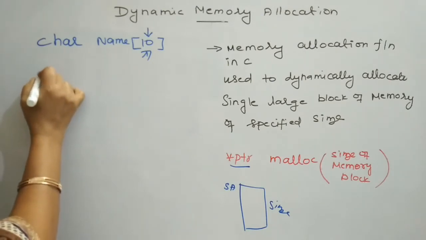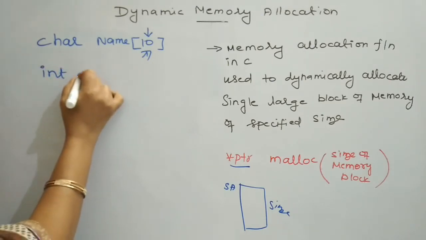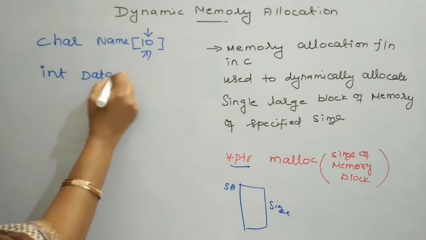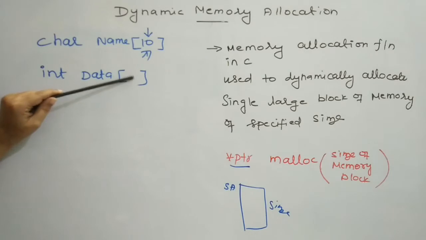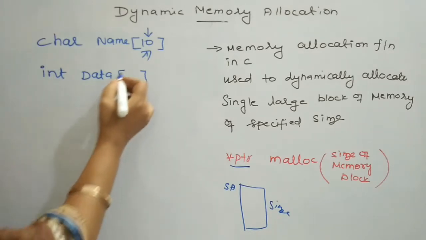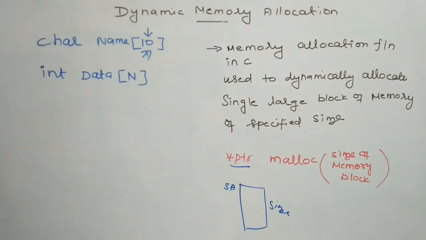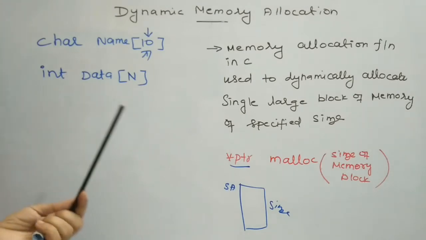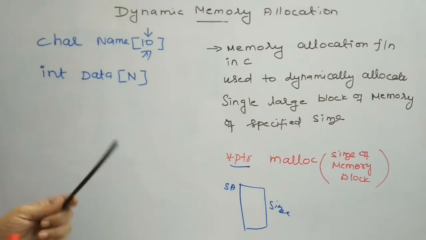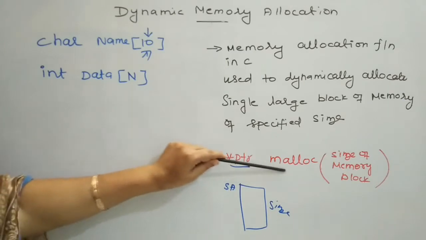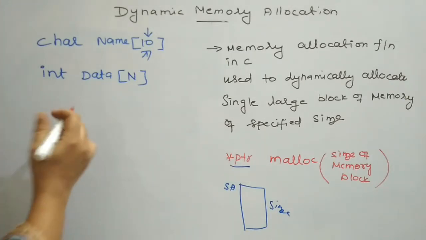For example, if I am declaring an integer array called data, whose size I may not know. I may know the size only during execution time. For example, n is the size of this data array which stores integer values. How do I declare the memory addresses for this integer array using dynamic memory allocation, that is, using the malloc function?